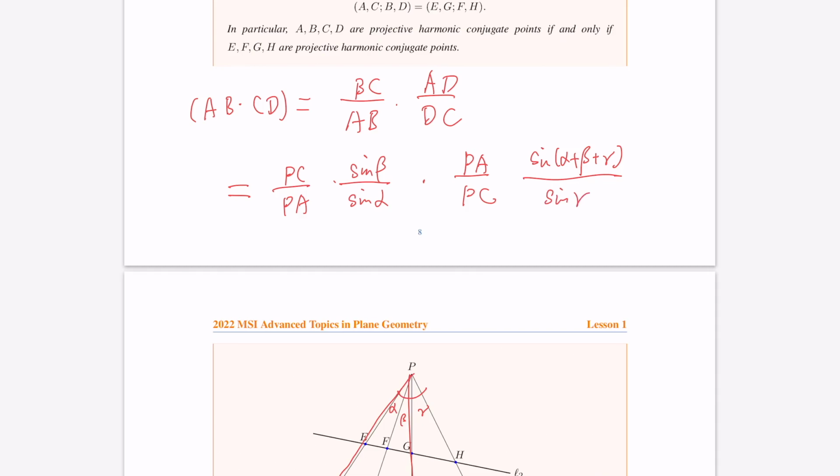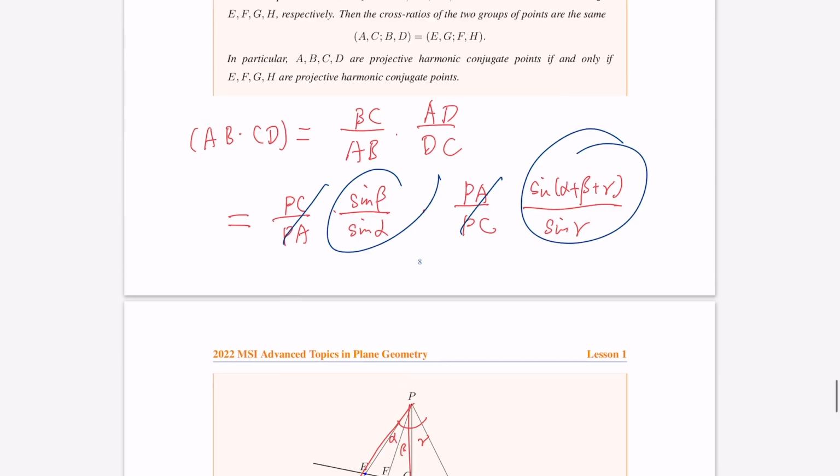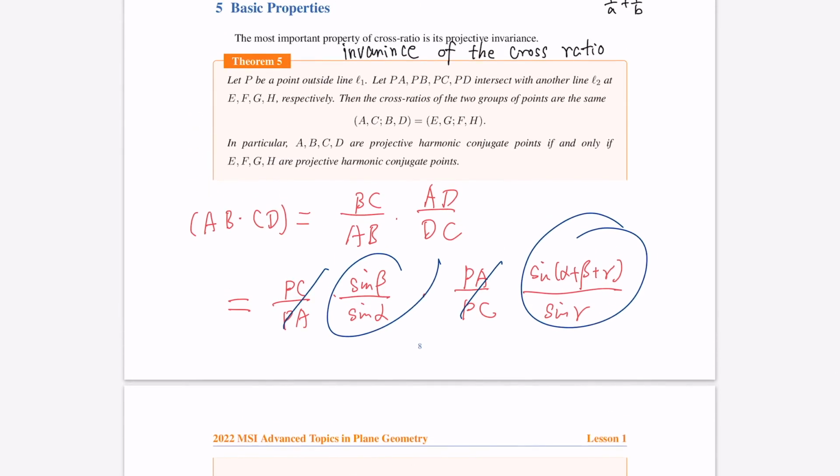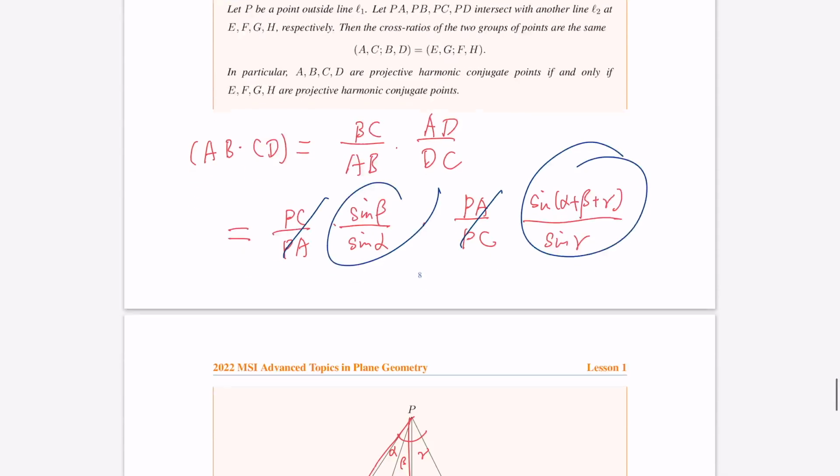The interesting part is that the PC over PA and PA over PC factors can be canceled out. So you are left with the multiplication of ratios of angles. Well, this is a complicated expression for angles, but those angles are independent of the choice of L1 or L2. Whether you choose L1 or L2, the angles are unchanged. Therefore the multiplication of their ratios would be unchanged. So that's the proof of the invariance of those cross ratios. This is an interesting thing.